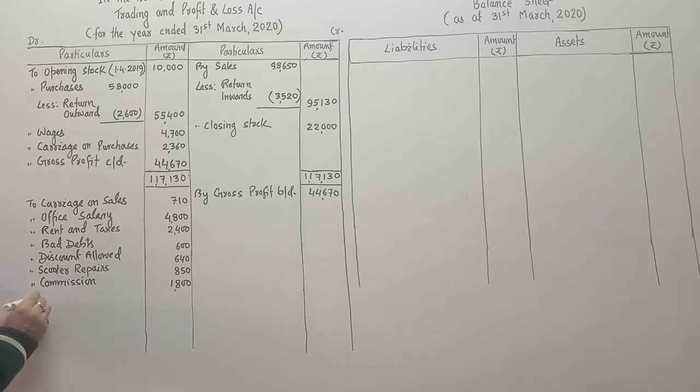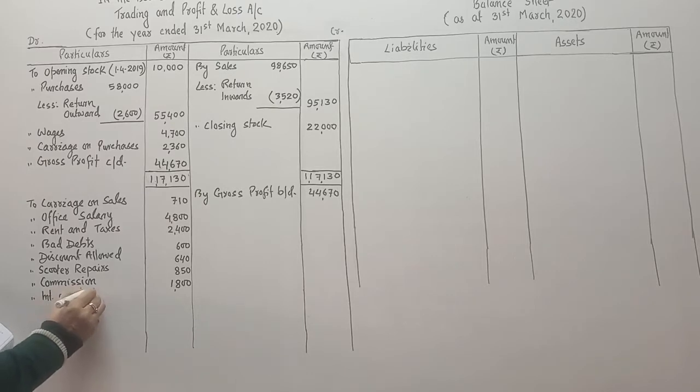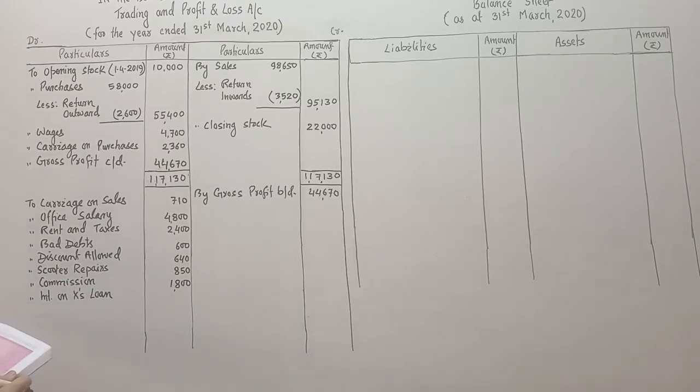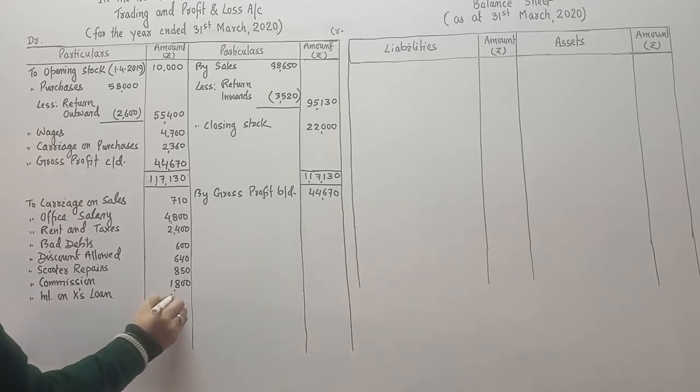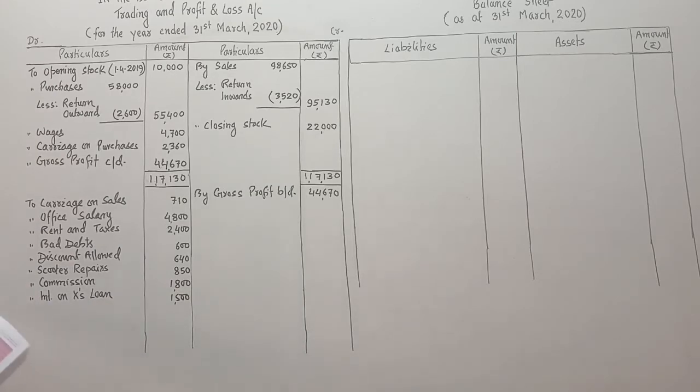Then interest on X loan. The firm has taken the loan from X and the interest which is given on that amount is 1500. Interest on loan 1500. So these are the indirect expenses.